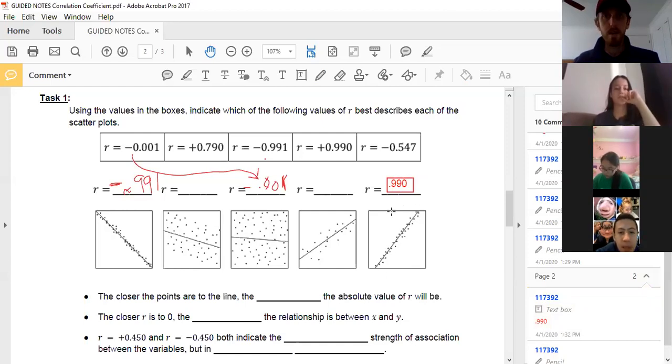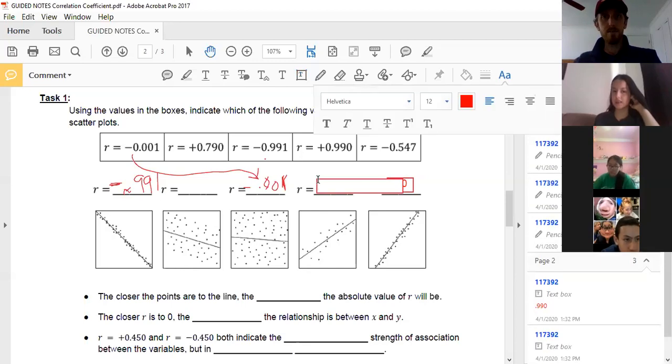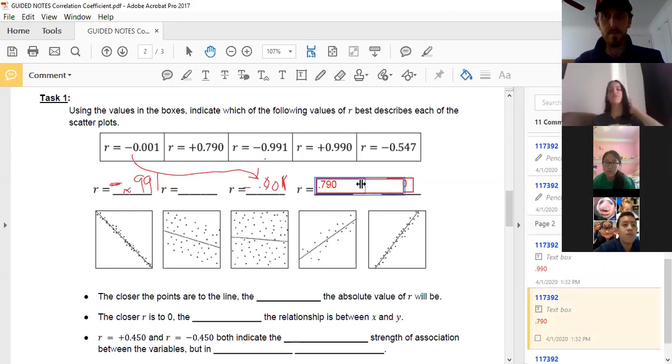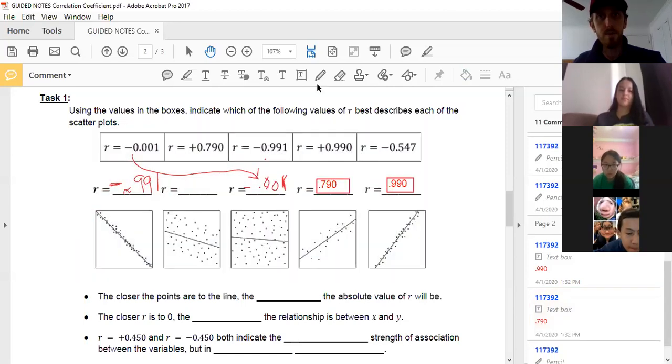Beautiful. All right, you got 2 remaining. Which one do you want to do, Samantha? I'll do the fourth one on the bottom line, and since it's going up, I'm guessing it's 0.790. Okay, so why'd you say 0.790? Because it's kind of close to 1 and it's going upwards. Great, so we got positive for sure, and it's pretty close to 1 there. Okay, so we're in good shape.